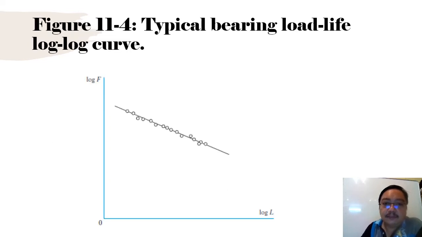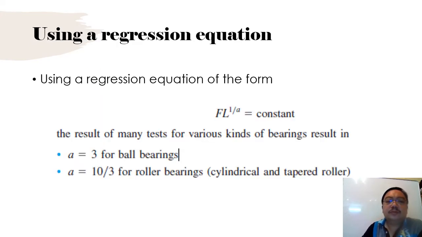Okay, this is the typical life-load curve. This is the logarithmic graph. You see here, this is the life of the graph. Using a regression equation in the form F L^(1/a) equals a constant, the results of many tests of kinds of bearings result in a equals 3 for ball bearings. This is not to be confused with the roller bearing.